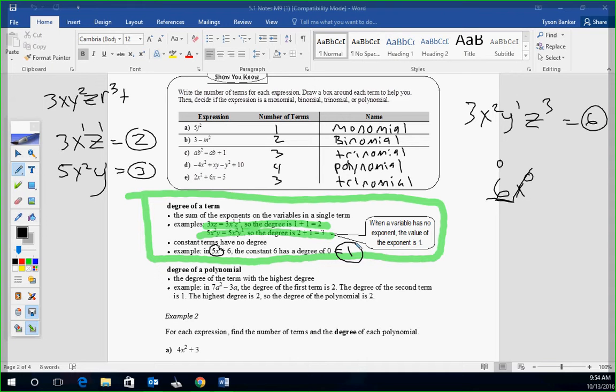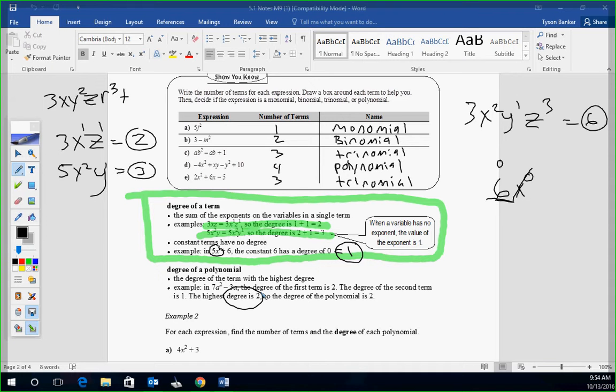All right, the degree of the term with the highest degree, that's the degree of the polynomial. So when it says what's the degree of the polynomial, you want the highest term degree. So example, if I want the degree of the polynomial of 7a squared minus 3a, this one's a 2, this one's a 1, so the degree of that polynomial is 2. That's the highest number. Does that make sense? So if I say degree of polynomial, you look at all your terms, you find all the degrees, and you say the highest one, that's the degree of the whole thing.